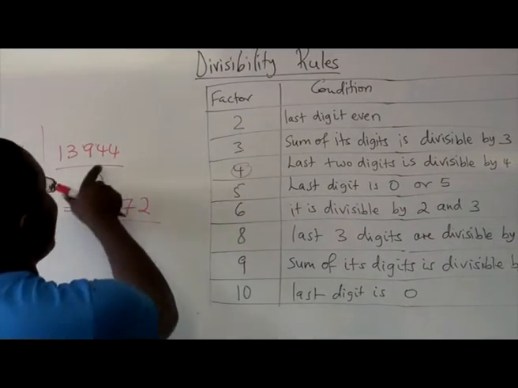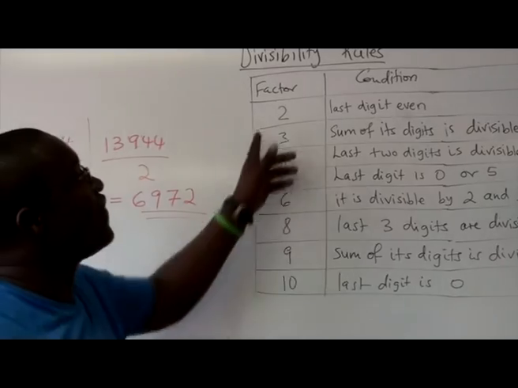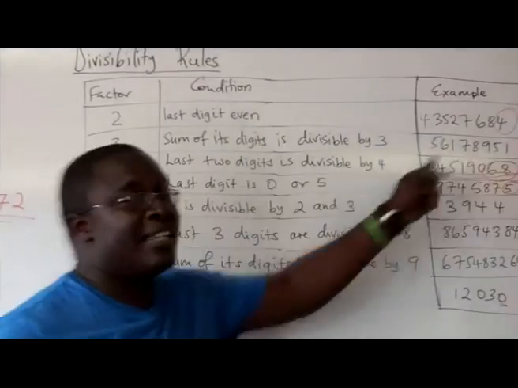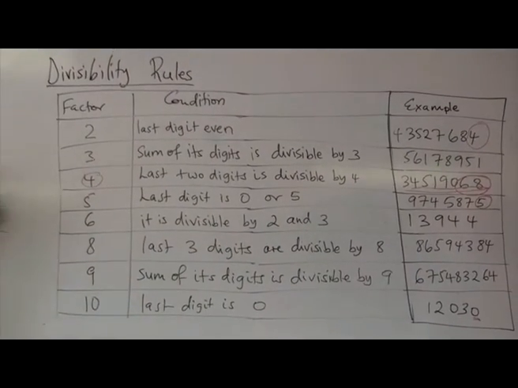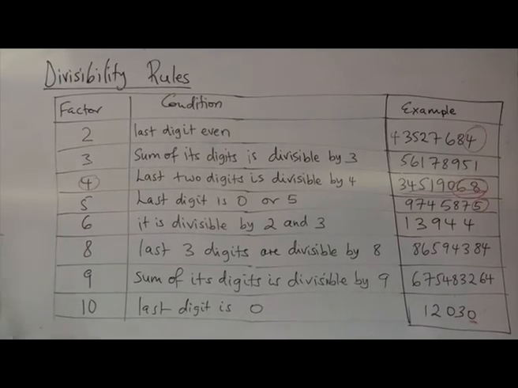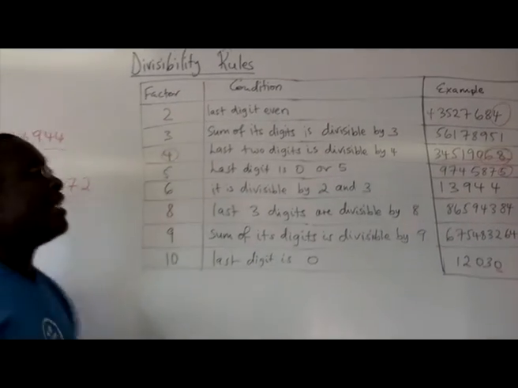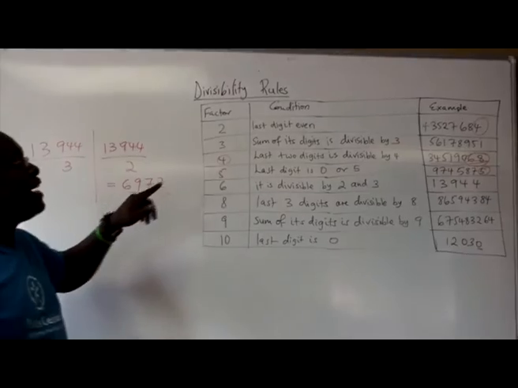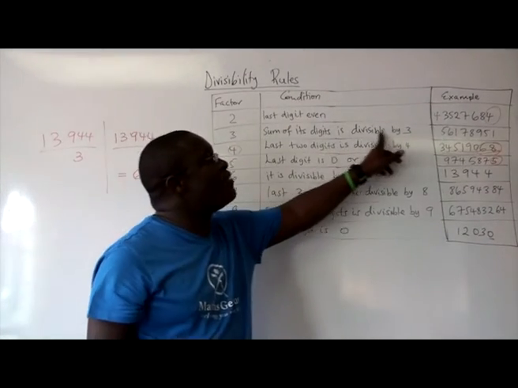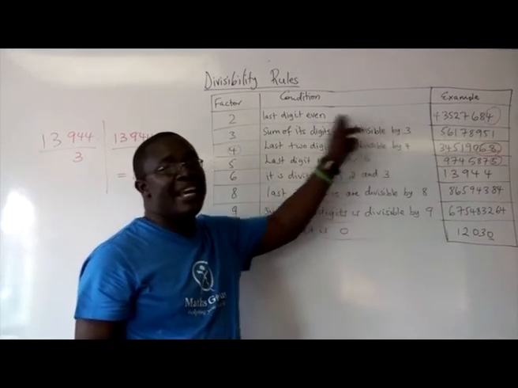We could have even done it here as well to say, if the last digit is even, then it's divisible by 2, of which it is. But we just did it the long way just to show you explicitly. Here, I'm not going to waste time. I'm just going to see if the sum of its digits is divisible by 3.